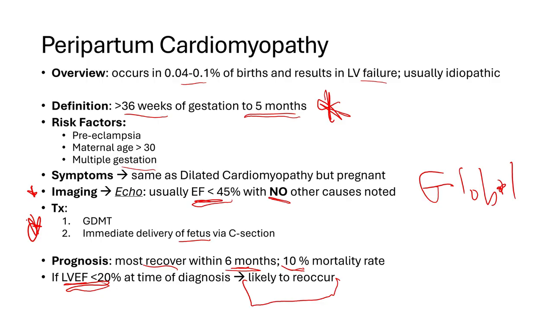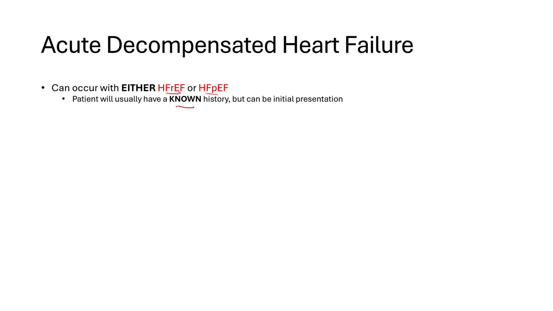So now let's go over acute decompensated heart failure. This can occur in either HFrEF or HFpEF. We will discuss HFpEF in another video. This patient will usually have a known history, but sometimes this can be the initial presentation. What I mean by that is in the question stem, they'll tell you that this patient has a history of dilated cardiomyopathy or hypertrophic cardiomyopathy.